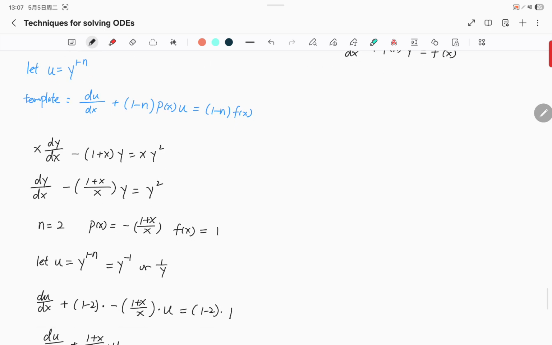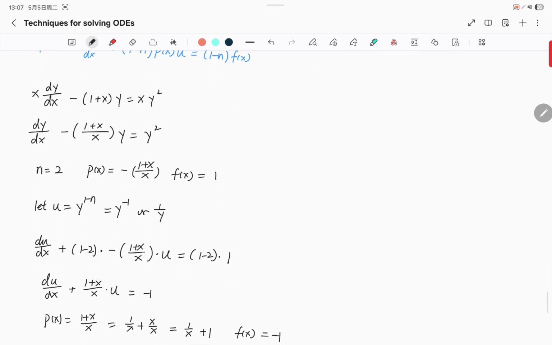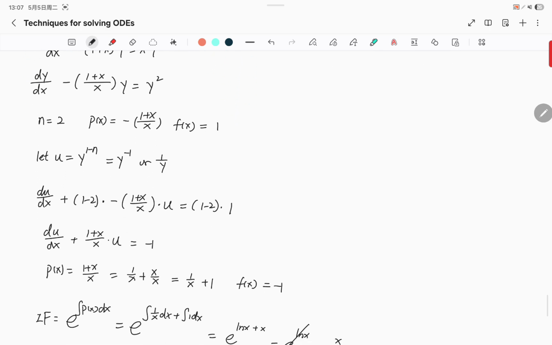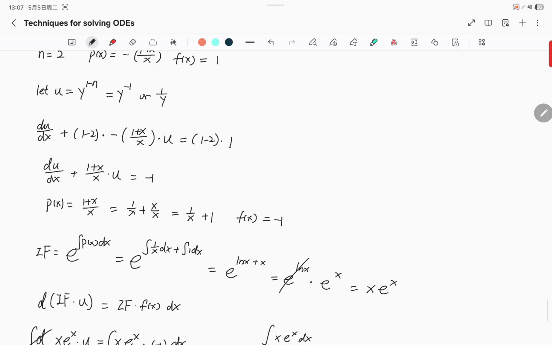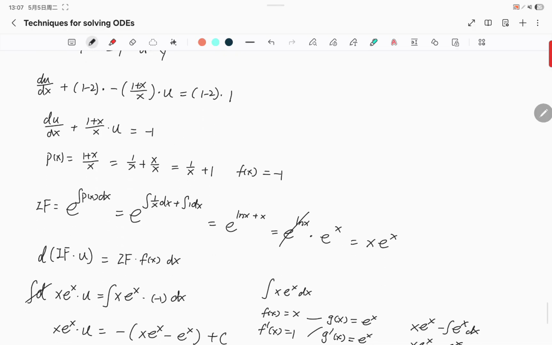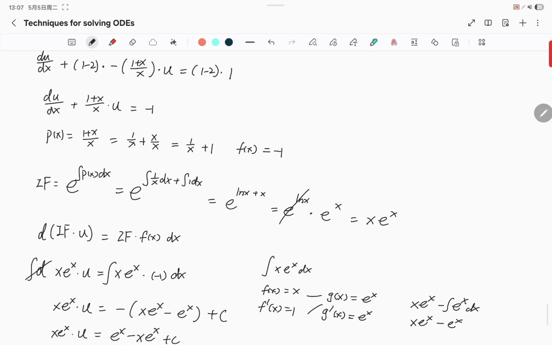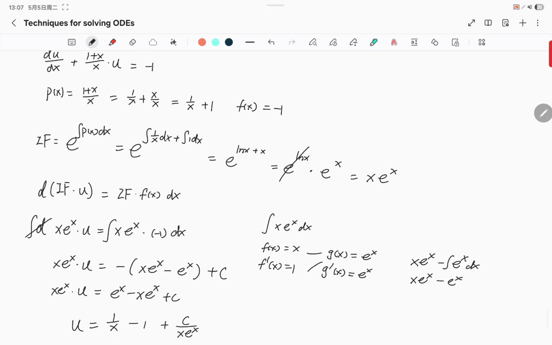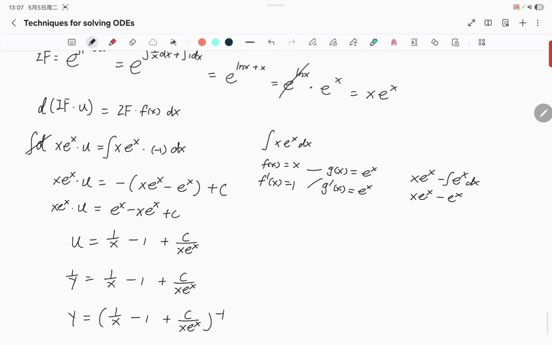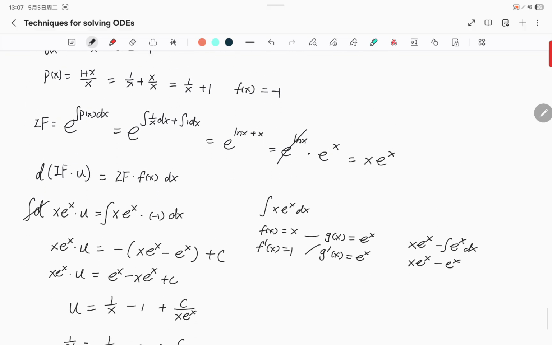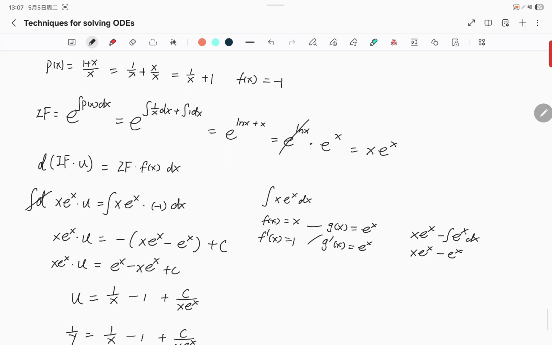Now, plug everything into the template equation. Correctly identify what is f of x, what is p of x, what is n. Use the template equation. And then from here, everything is based on u. And then you solve this equation using the linear equation technique that I covered before in example 2. Very long but not very hard steps.